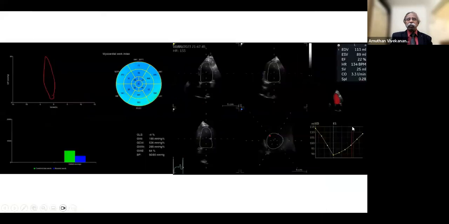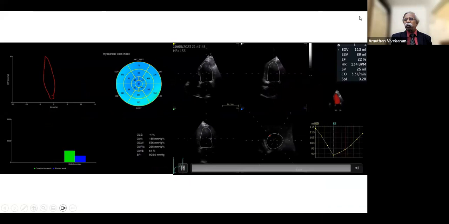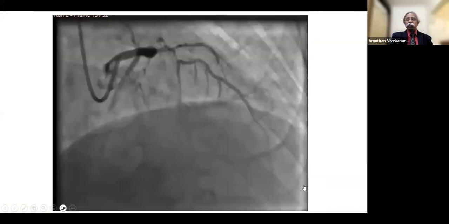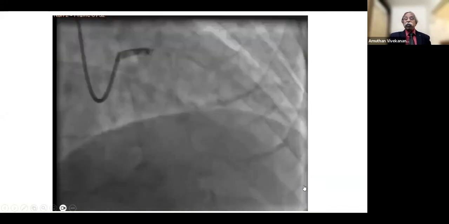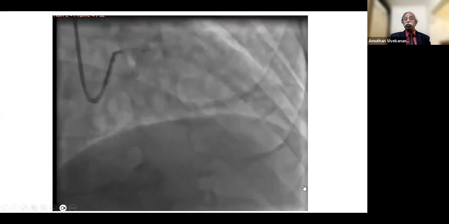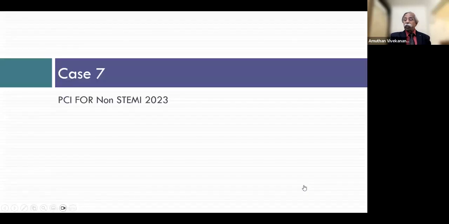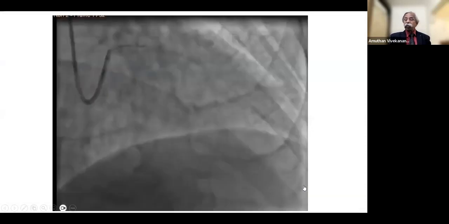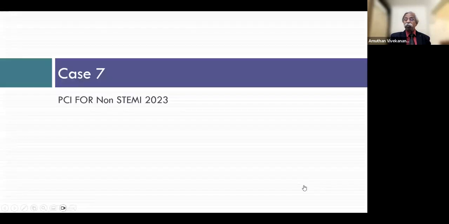And this is the pressure strain map, you can see here. The area under the curve is markedly reduced here, and the ejection fraction is around 22% only. This is the angiogram, which shows a 100% occlusion of the LAD. We tried to do the angioplasty, but the patient went into no reflow.